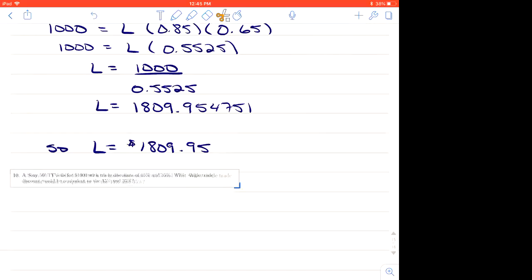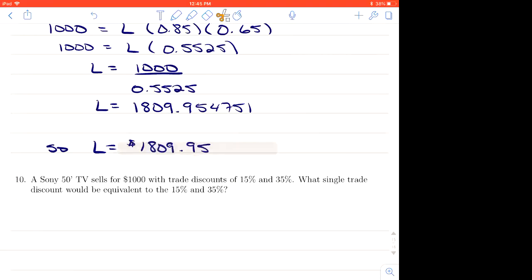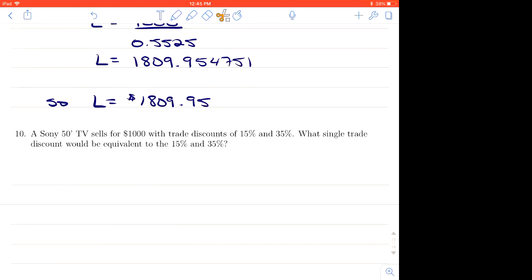Question 10. A Sony 50-foot TV, again, sells for $1,000 with trade discounts of 15% and 35%. We just did that. What single trade discount would be equivalent to the 15% and 35%? You have a question like this on your Moodle quiz that's due tonight. You have until 11:59 p.m. to get it in. You can check your answers while you're in the quiz.